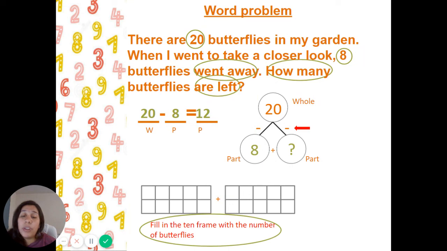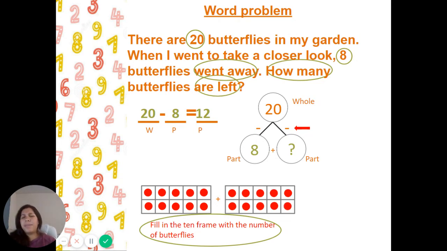So the first thing we need to do is fill in the 10 frame with the total number of butterflies. So there are 20. 5, 10, 15, 20. Now what is the next step? What do we need to do? We have the 20 butterflies. Each one of these red dots represent one butterfly. What do we need to do now?